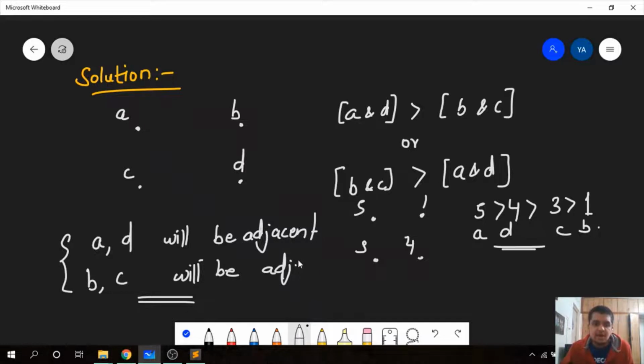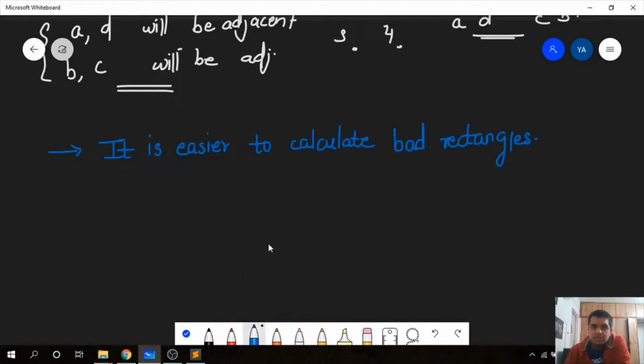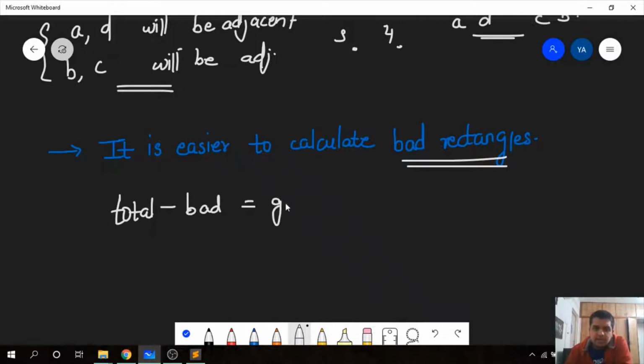Now let us see how we can use the sorted order to our benefit in this question. By looking at the solution so far, we can say that it is easier to calculate the bad rectangles. So how can we calculate the number of good rectangles? It is easy: total minus bad rectangles is equal to good rectangles. Now let us see how we can calculate the bad rectangles.